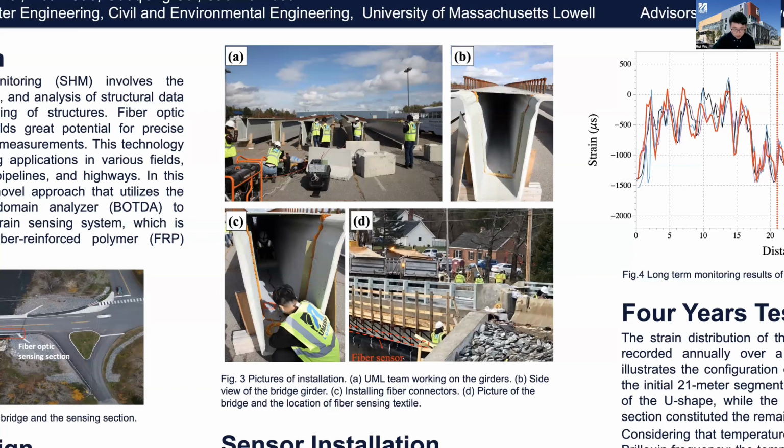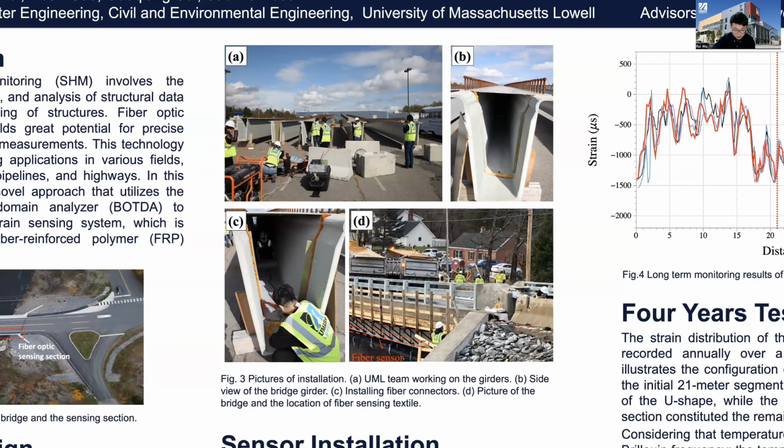Figure 3 provides a visual overview of the installation process of our fiber optic sensing system on Grist Mill Bridge. Let's take a look. Figure A shows our UML team working on the girders in the parking lot before the girder is installed under the bridge. And Figure B is the side view of the bridge girder. As you can see, the girder is very narrow. The width is only 27 centimeters and barely fits a person to work inside.